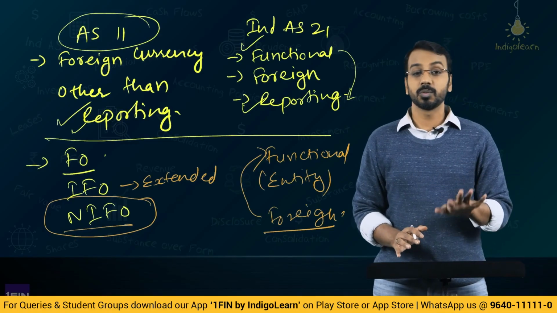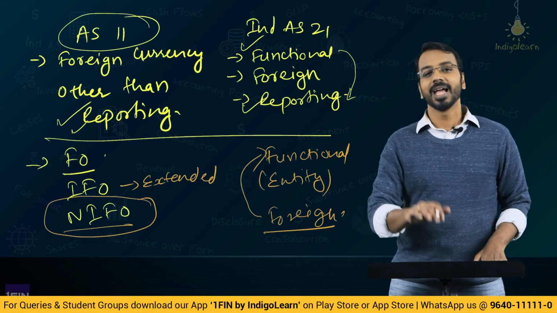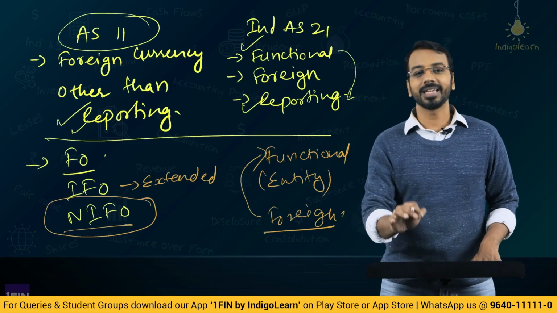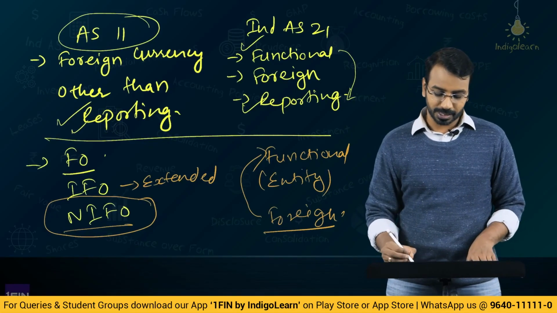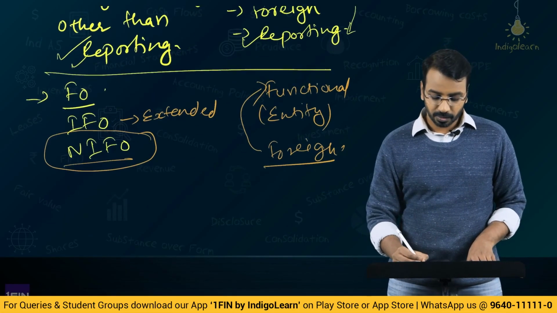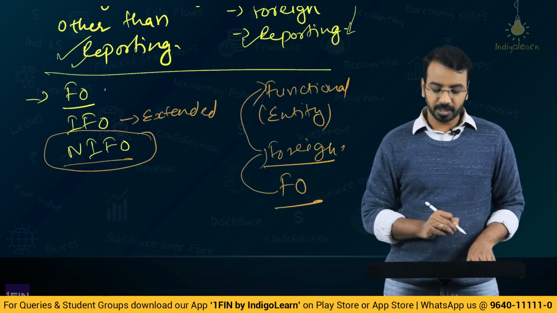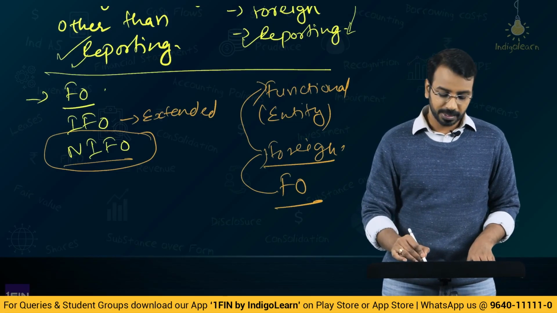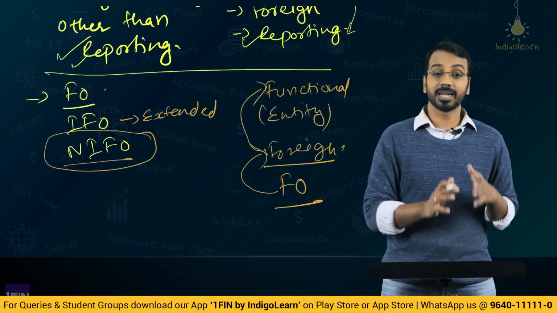Now, don't get confused between NIFO under AS 11, which is non-integral foreign operation, and NIFO under Ind AS 21, what I refer to as net investment in foreign operation. Okay. So, don't mix up these two terms. Whenever there is a foreign operation and you have a different presentation currency or the functional currency of the foreign operation, you will have to convert it to the functional currency. Okay, that translation has to be done.